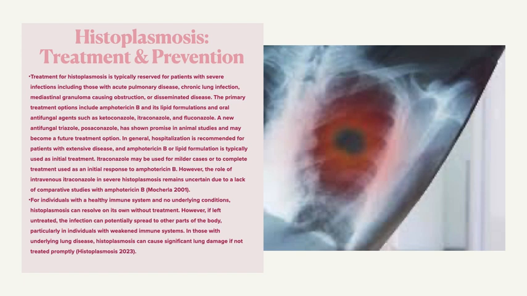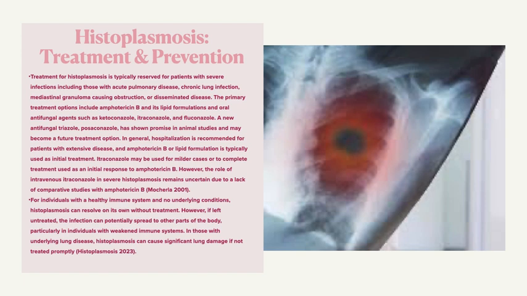In general, hospitalization is recommended for patients with extensive disease. Amphotericin B or a lipid formulation is typically used as initial treatment. Itraconazole may be used for mild cases or to complete treatment after an initial response to amphotericin B. However, the role of intravenous itraconazole in severe histoplasmosis remains uncertain due to a lack of comparative studies with amphotericin B.